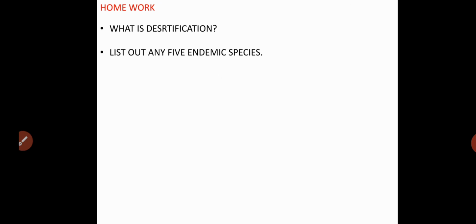Students, I will give you two homework questions. First one, what is desertification? You have to write the definition for that. And also you have to list out any five endemic species, writing the names of those endemic species, in your homework classwork.